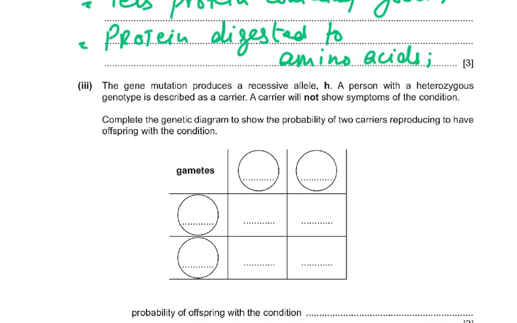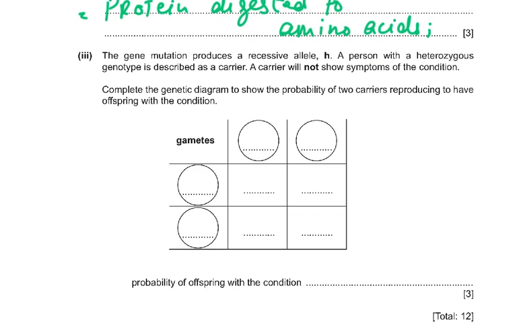Okay, now we come to part 3. The gene mutation produces a recessive allele. A person with a heterozygous genotype, what is heterozygous? Big H, small h, is described as a carrier. A carrier will not show symptoms of the condition. Complete the genetic diagram. We said the gene mutation produces a recessive allele h, so that's given in the question. Complete the genetic diagram to show the probability of two carriers reproducing to have offspring with the condition.